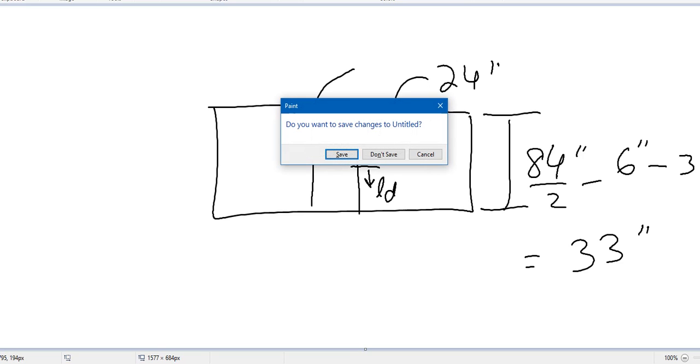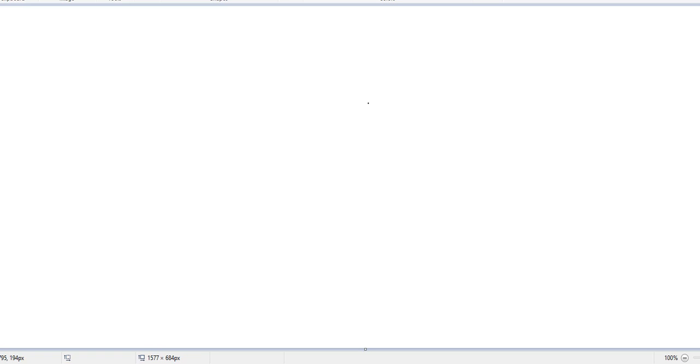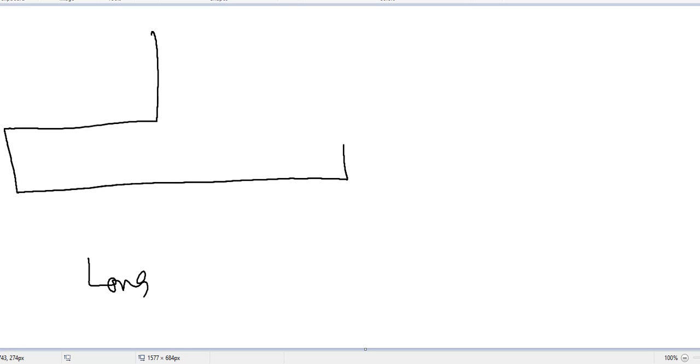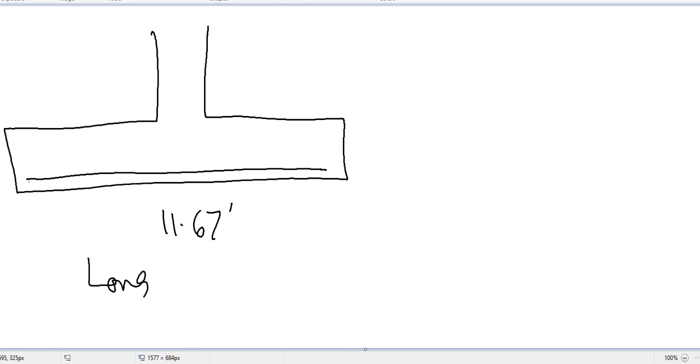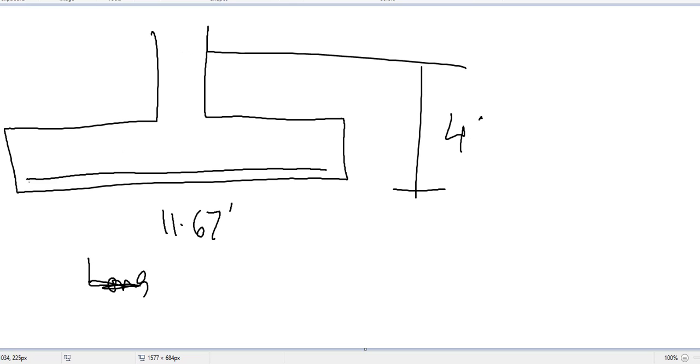Then what we need to do? We need to give them a clear sketch. So first the long side. Long side you have to show clearly. Okay, this reinforcement. So this is 11.67 feet. You have to show this bar, and then the other bar will be. Maybe you do not need to show the long space, because you can show directly. So this is 48, this is 24. You have to show clearly.